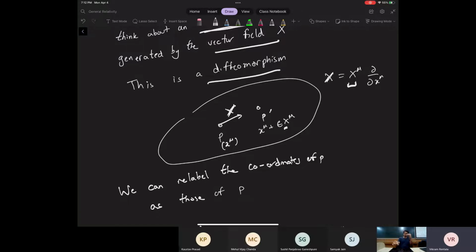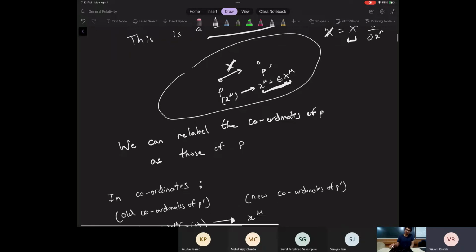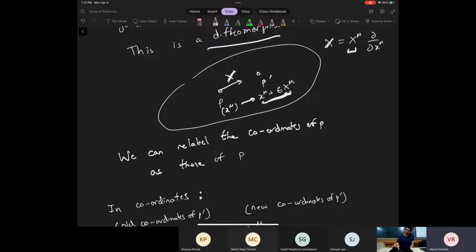You can rigorously show what it means, or give a rigorous definition to this flow, but in coordinates, this is what that flow is. So this is the point that you would have flowed to. This is the point P, this is the point P prime. Under an epsilon flow, this is the flow of P to P prime. Now what you can do is relabel the coordinates of P prime as x^μ.